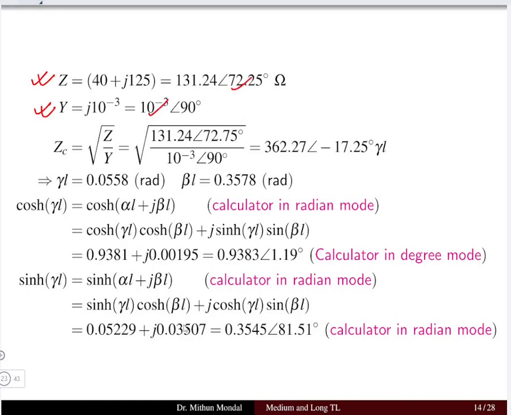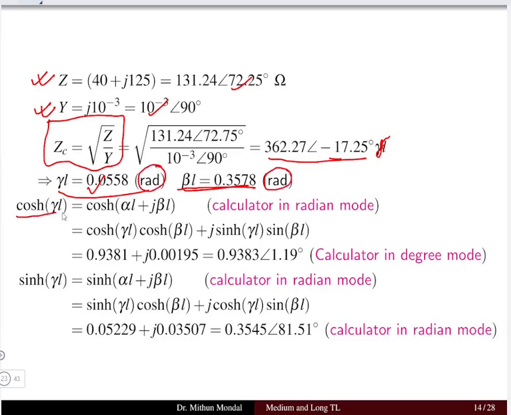Once we have converted to polar coordinates, this is the very important equation, that is the characteristic impedance of the line Zc, which is equal to under root of Z by Y. So we have to calculate under root of Z by Y. So we are getting this value. Okay, now we need to calculate what is gamma L. Okay, so gamma L is basically the real part of this equation, and the imaginary part will be equal to beta L. Okay, so we have gamma L plus j beta L that we need to calculate. So gamma L and beta L, now this is in radian. Okay, gamma L and beta L are in radian.